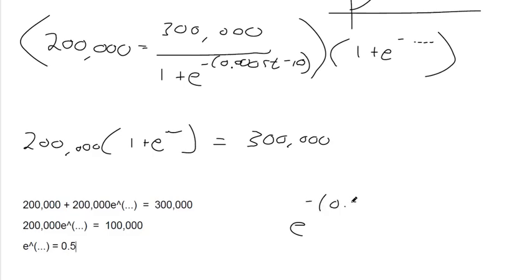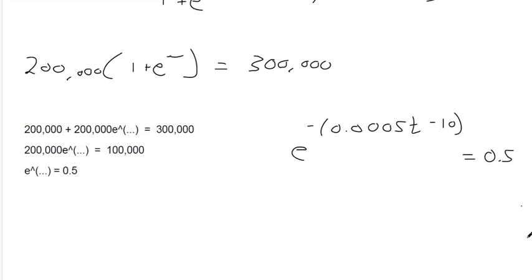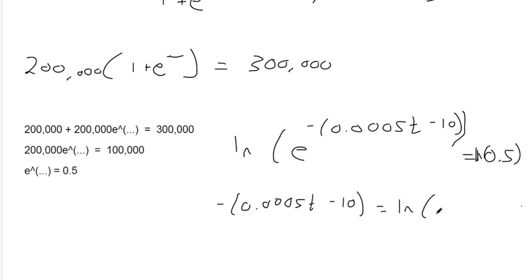Negative 0.0005 t minus 10 equals 0.5. So in pre-calc, we learned if a variable is in the exponent position, we can take a logarithm of both sides in order to get it down. And I'm using natural log because natural log is a logarithm base e. So natural log of an exponent base e, they cancel each other out, and leaves us with just the exponent. Now this over here, natural log 0.5, that's just a number in your calculator.